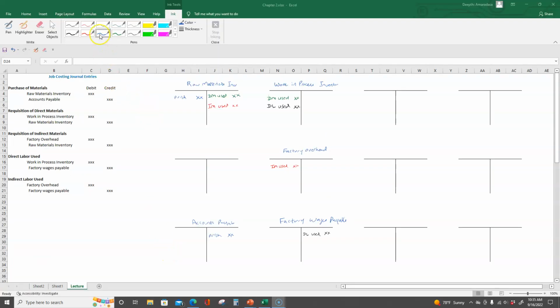Let's look at it in Excel. Indirect labor used, debit factory overhead account and credit factory wages payable. Here's your factory overhead account. So this is indirect labor used. That increases the factory overhead account. And then again, we're going to credit factory wages payable or cash if they were paid with cash.